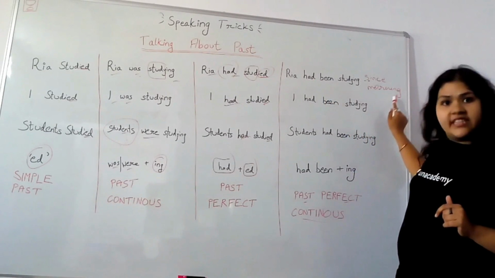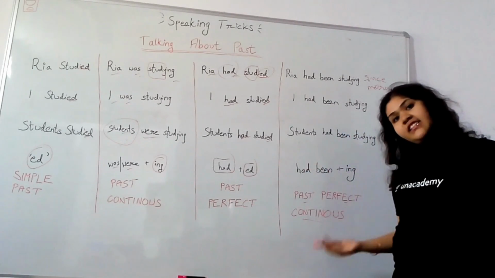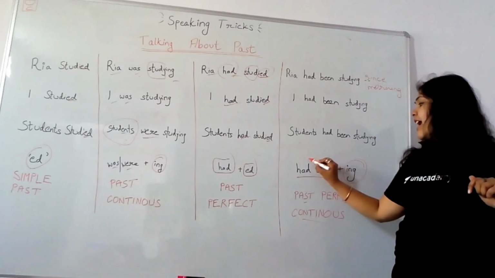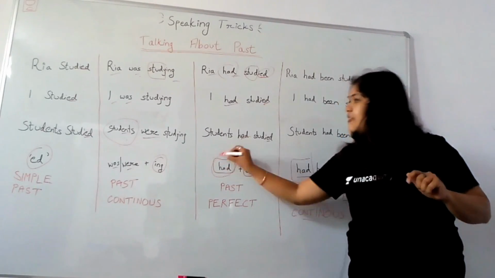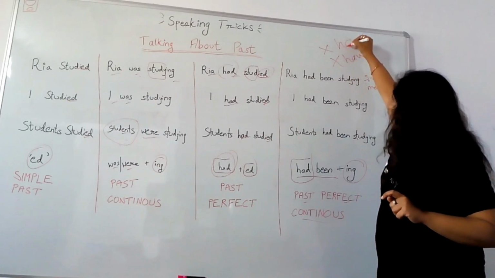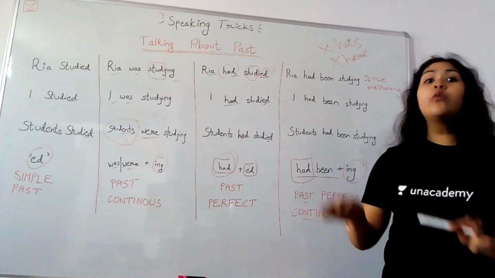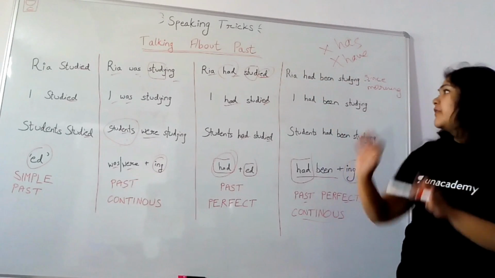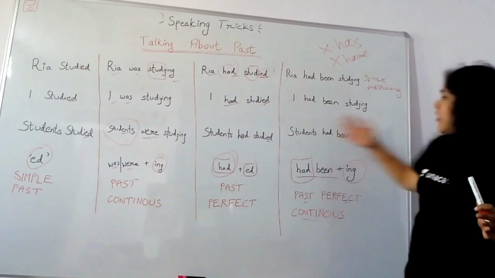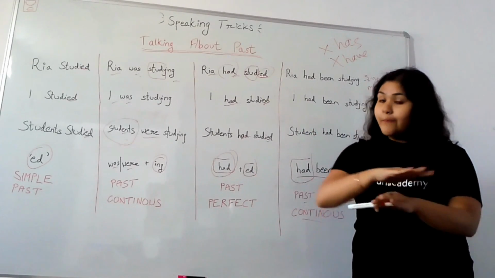So: Ria had been studying since morning. I had been studying since morning. Students had been studying since morning. So what is the grammar here? The grammar is had been plus -ing. Since it is the past tense, everywhere it will be had. There will be no have, no has. Why? Because have and has signify something related to either present tense or future tense, but we are concerned with the past tense here. If these things are in our mind, then it makes everything very easy.